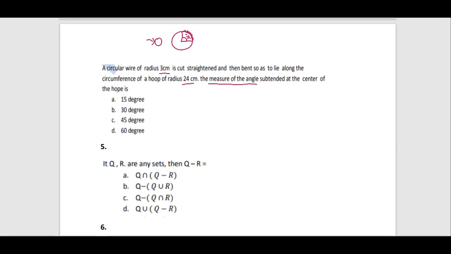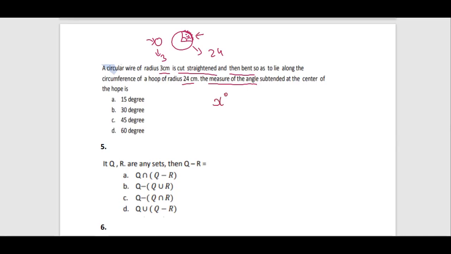So basically you have two circles, one with radius 3, the other with radius 24. The smaller circle is cut, straightened, and then bent along the bigger circle. You need to find the angle corresponding to this arc. Again, we are going to talk about the arc length here.